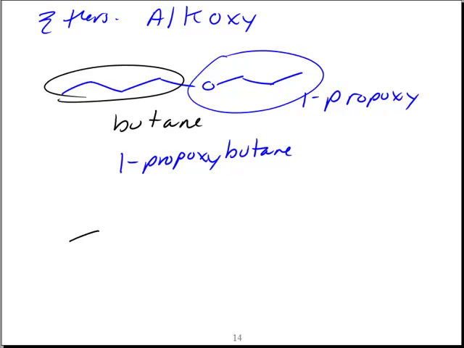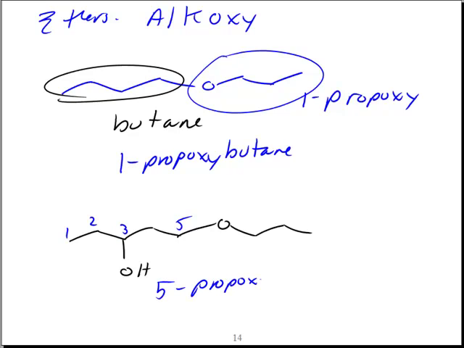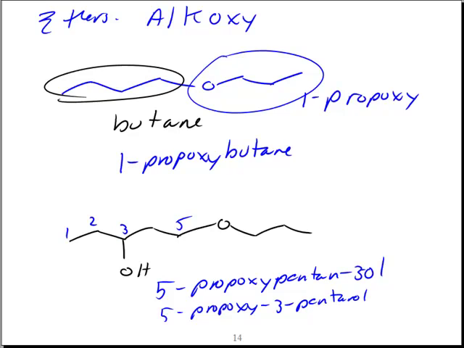If I were to change that ever so slightly, and put an alcohol group on here, the alcohol group gets the low number, and so this would become 5-propoxy pentan-3-ol, okay, or 5-propoxy 3-pentanol. Okay. Hope this has been helpful in naming ethers and alcohols.